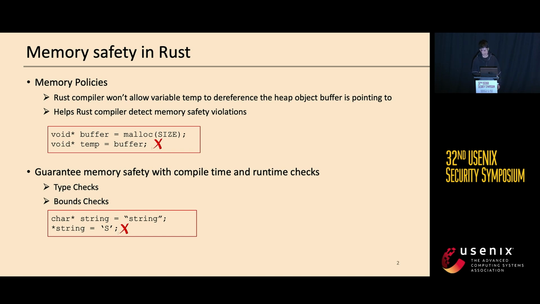So let's take a look at how memory safety is enforced in Rust briefly. In Rust, thanks to its ownership model, it is not allowed to have both variable temp and buffer in the first example pointing to the same heap object at the same time. This policy helps the compiler catch violations of memory safety easily. Additionally, it guarantees memory safety by performing compile and runtime checks, such as type checks or bound checks.